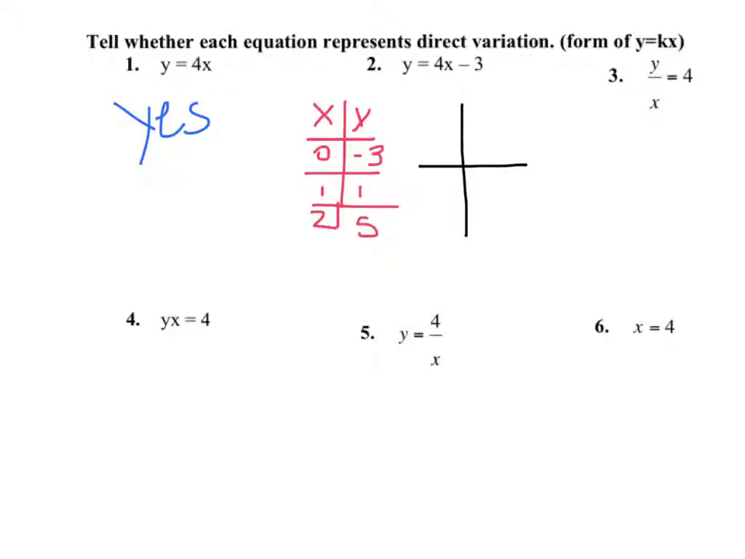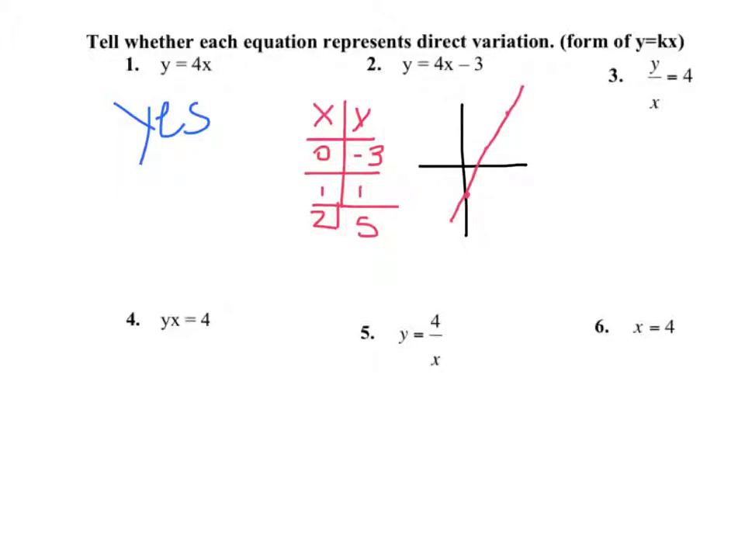And let's remember back to what we had said in that last lesson about what direct variation looks like on a coordinate grid. Remember, we said that it goes through the origin. It goes through 0, 0. So I'm going to graph 0, negative 3, 1, 1, and I've got 2, up 5. All right, so let's draw our line.